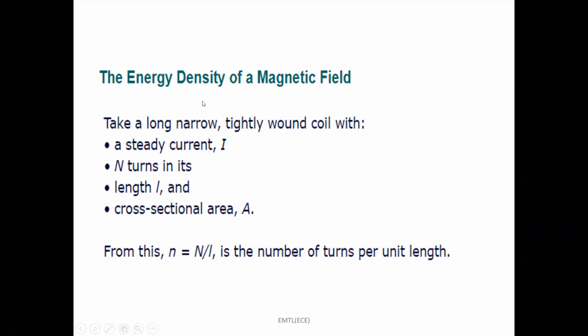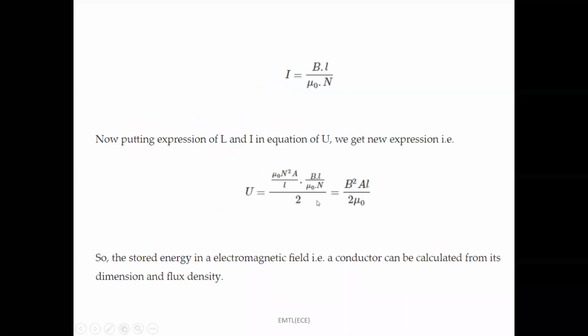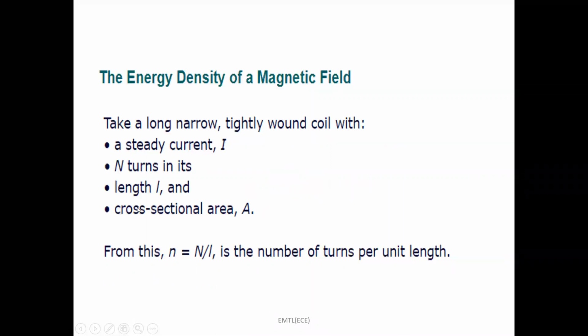Generally, density definition is mass by volume. And what about energy density? Energy by volume. Here we already calculated the expression for the energy stored in a capacitor. So this is the energy. So energy by volume is called energy density. Okay. Now how do we calculate the energy density of a magnetic field?